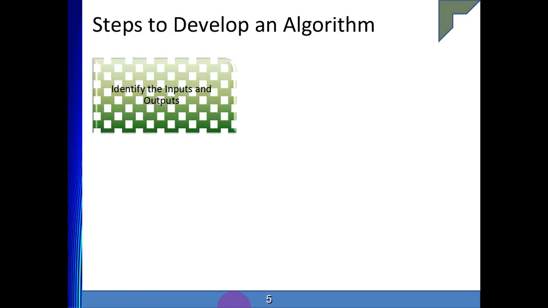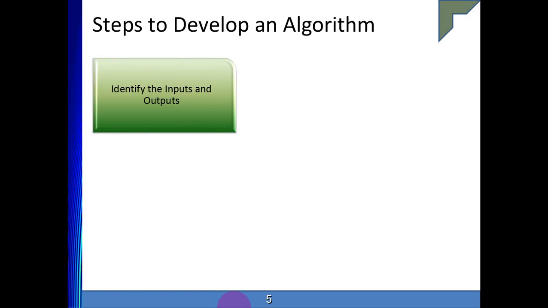Steps to develop an algorithm. First is to identify the inputs and the outputs. Again, we revisit the algorithm for addition of two numbers. We have to identify the inputs. There are two inputs. What is the output? We have one output, which is the sum, or the added value, of the two numbers.